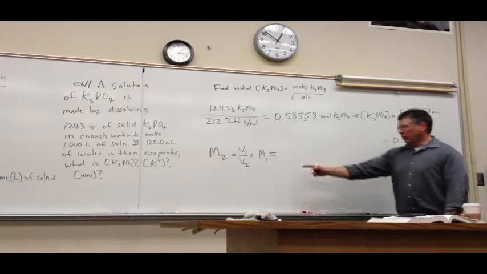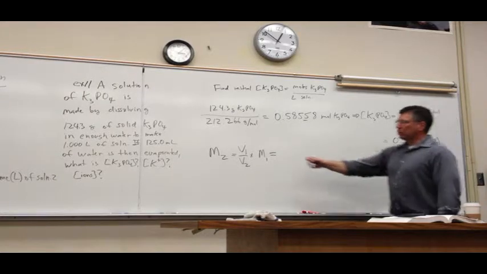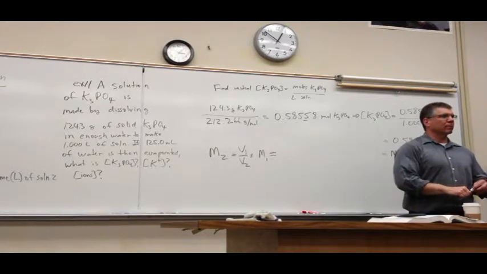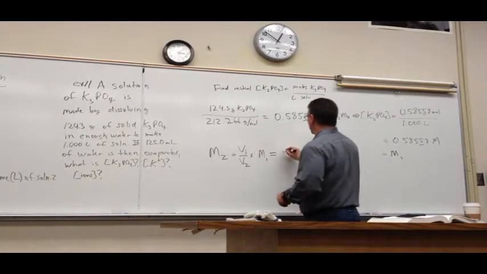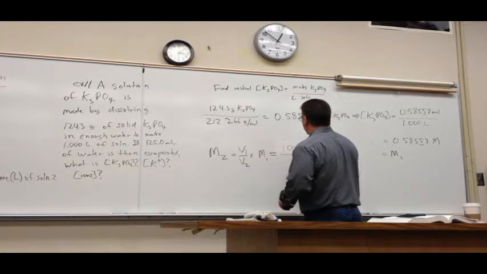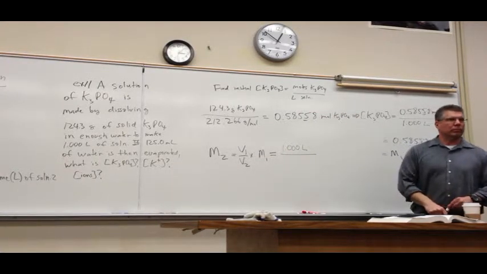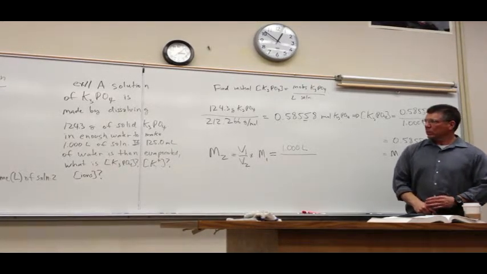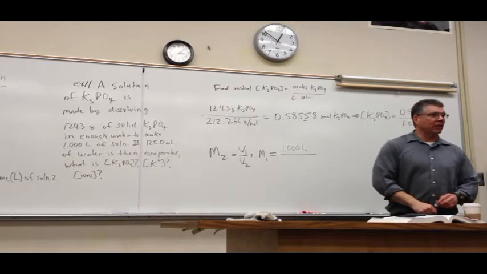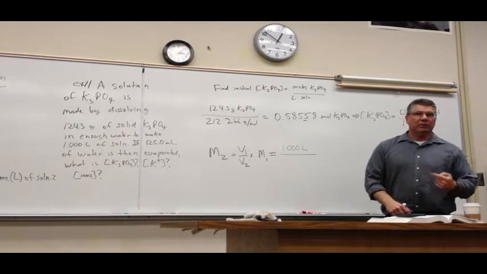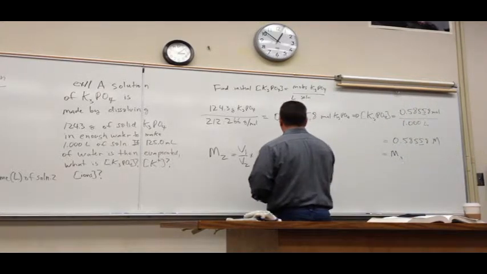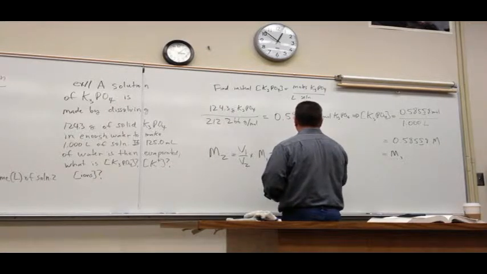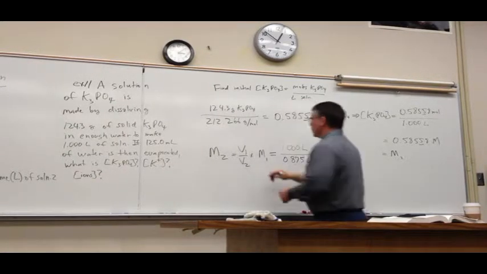Okay? So we know what M1 is. What's V1? Yeah, it's 1 liter, right? Because we initially had a liter. What's V2? 875. Yeah, it's 875 mils. It's 1 liter minus 125 mils, right? So it's 0.8750 liters. You know what M1 is?